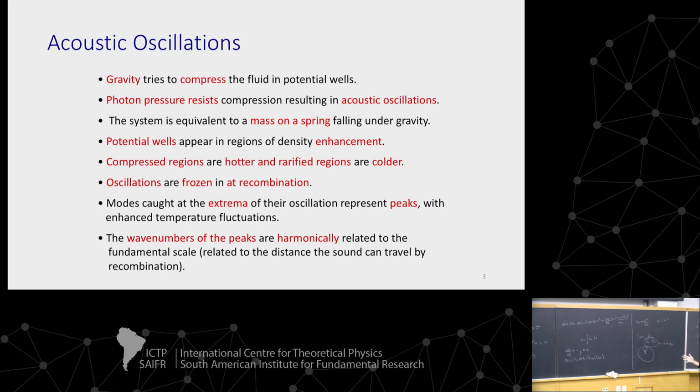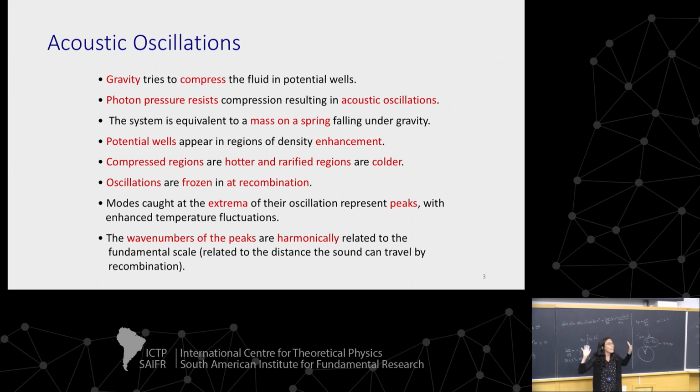And we can understand at 0th order, by just understanding the solution of a simple harmonic oscillator, how the early universe works. Of course, this is at 0th order. I'm not adding complexities yet. Okay, so potential wells appear in regions of density enhancement, okay? And compressed regions are hotter, and rarefied regions will be colder, okay? Compressed regions will be more dense, will be hotter, and the opposite.